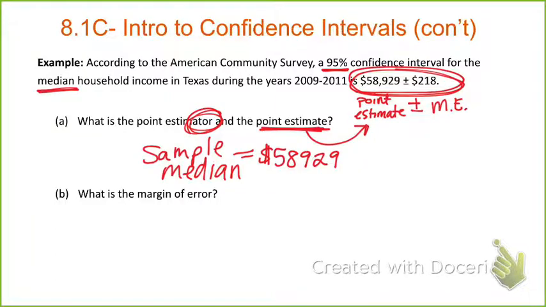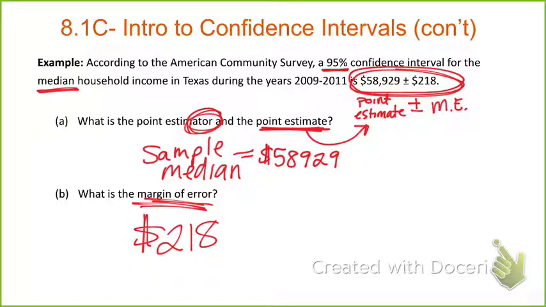What is the margin of error? This should be a pretty easy one. It's literally just the $218. 218. That's it. That's the margin of error. Man, this seems easy now, doesn't it?